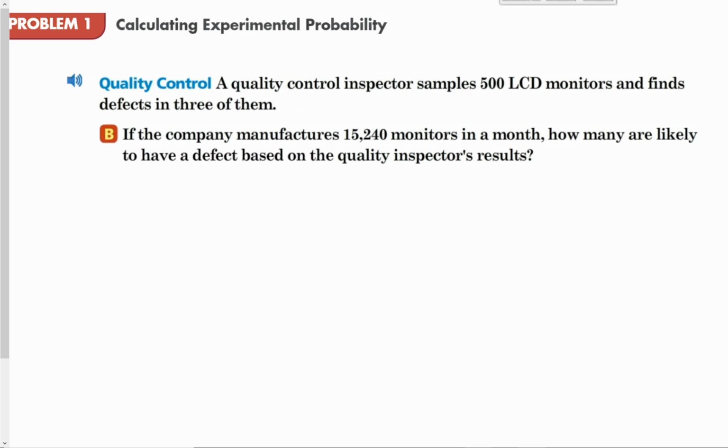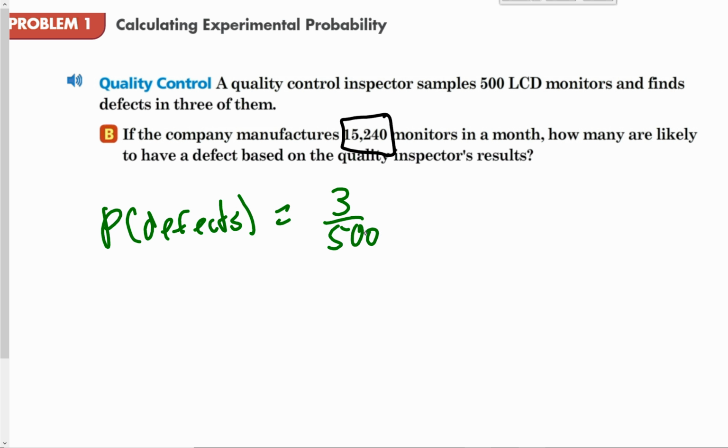Here's another quick example. So of those 500, 3 of them were defective. Okay, now what if the company manufactures 1,500 monitors in a month? How many are likely to have a defect based on our experiment from the other inspector, right? So our probability of defects was 3 to 500. Now we want to find, okay, well, what if we do 1,500 of those? How many defects are we going to have, right?